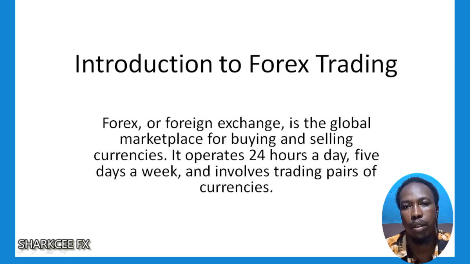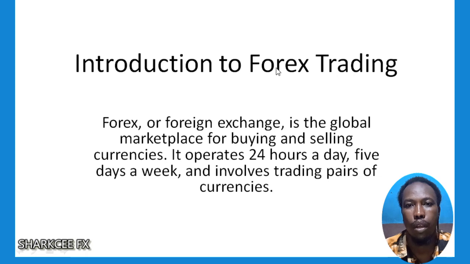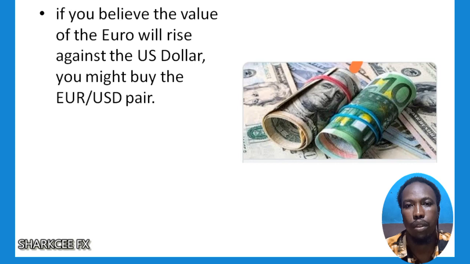For example, markets will always buy and markets will always sell. It all depends on who is in the market at that particular time. Is it the buyers or is it the sellers? So let's go on with the introduction we are doing. For example, if you believe the value of the euro will rise against the US dollar, you might buy the EUR/USD pair. So if you believe that the euro will start going up, you buy euro against USD, so that once the euro has finished going up, you can change your money back to US dollars or to your local currency. That's how these trades are done.